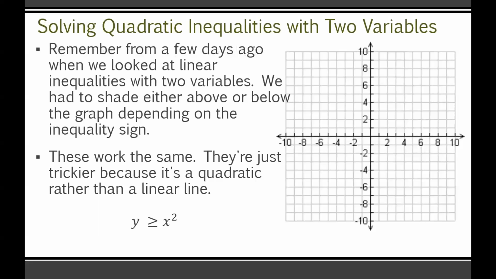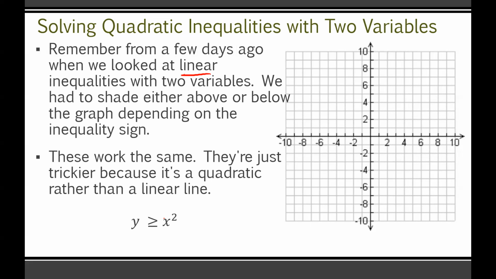And it's a quadratic, rather, I should say. Well, I want to remind you, just from a couple days ago, we looked at linear inequalities, linear, not quadratic, linear inequalities with two variables. What we did was we just graphed the line, and they were all straight lines because they were linear equations, or linear inequalities, I should say. And then we just had to figure out whether to shade above or below the line. Now, when you have a quadratic inequality with two variables, so an x and a y, and it's quadratic because there's an x squared in there, these actually work exactly the same. It's just that they're trickier because it's a quadratic rather than a linear line.